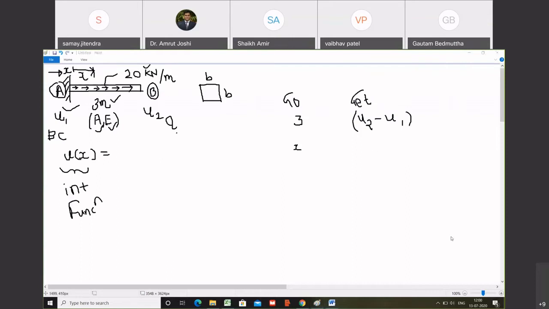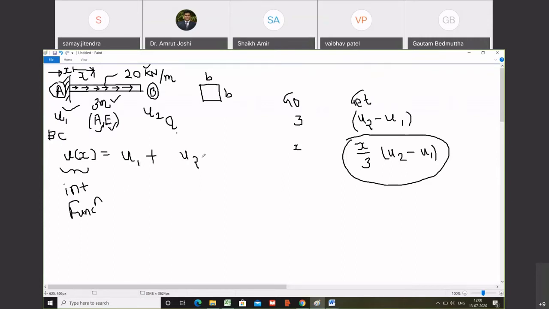So it's simple cross multiplication. U2 minus U1 by 3, the rule of three. It is going to be x by 3 into U2 minus U1. Do you agree? Yes. And it has to be added to U1 so that you get the deformation in x direction at A. So I will write down U at x as U1 plus U2 minus U1 into x by 3. Do you agree with me? Yes.